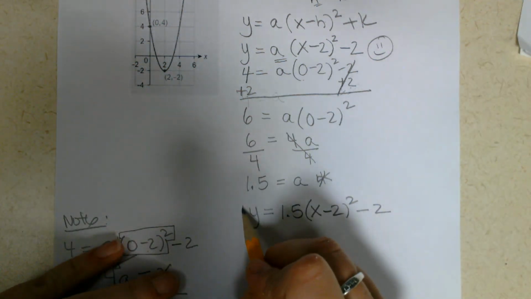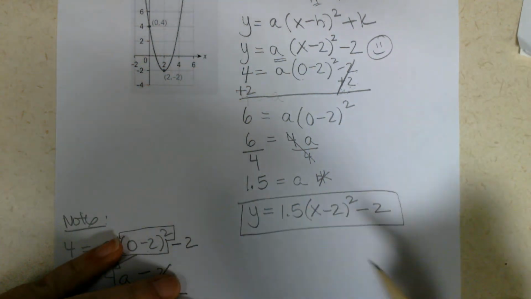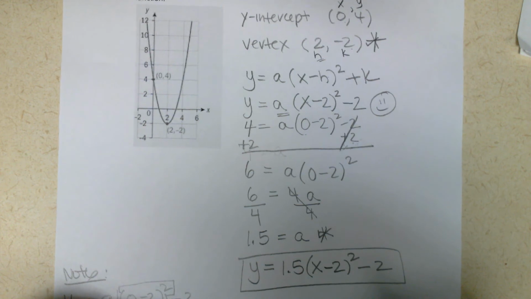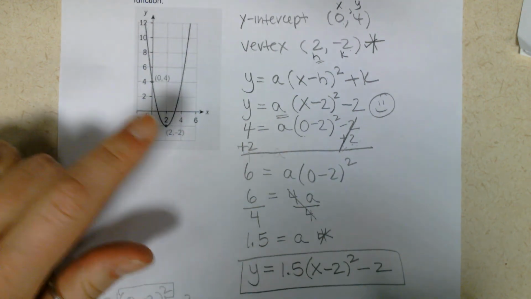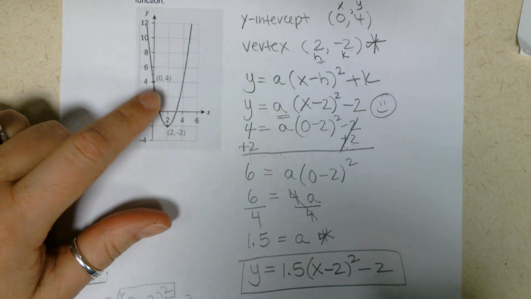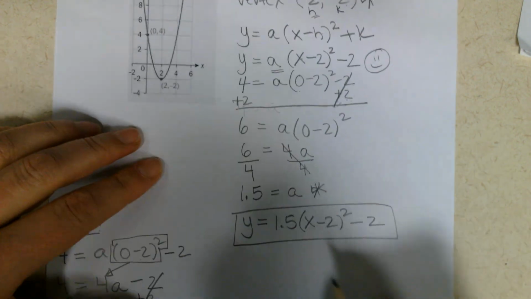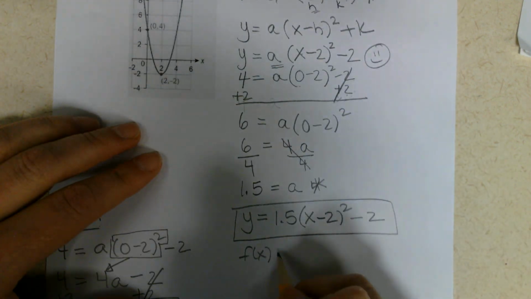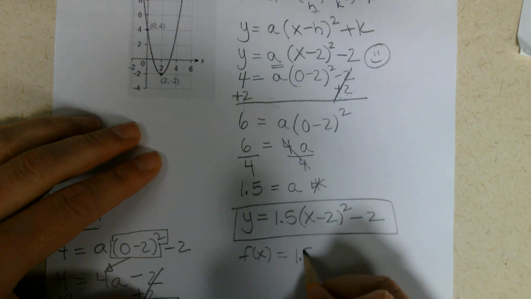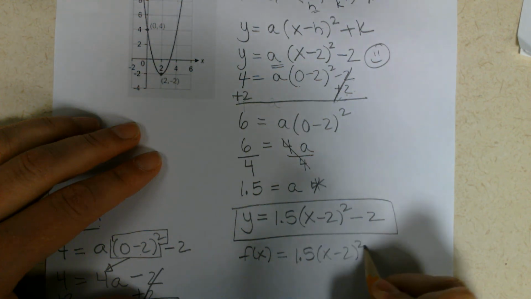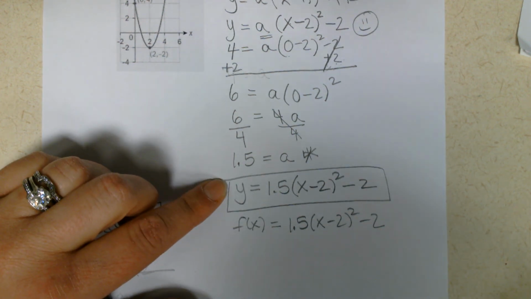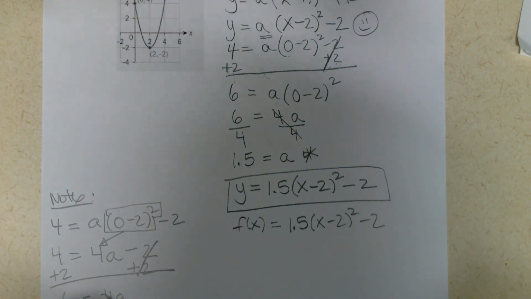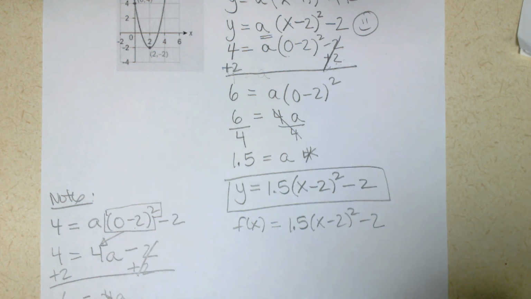But all in all, what are we looking for? We're looking for our equation, y equals 1.5 times the quantity x minus 2 squared minus 2. If you put this in your graphing calculator, you're going to get that. If you want to write it as a fancy function, you just change y into f of x and rewrite everything on the right side. There's your function. There's how you put in the calculator with y. Either way works. This has been writing an equation from a graph.